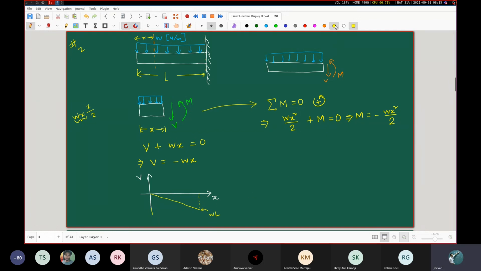What about the bending moment diagram? Inverted parabola. It will look like a parabola.